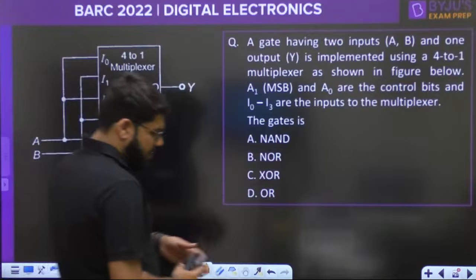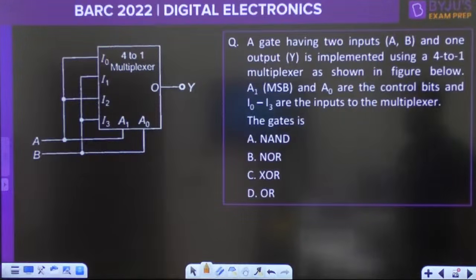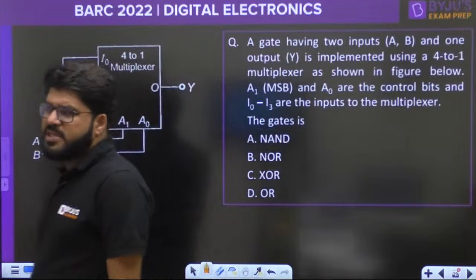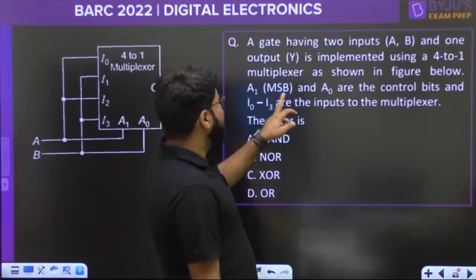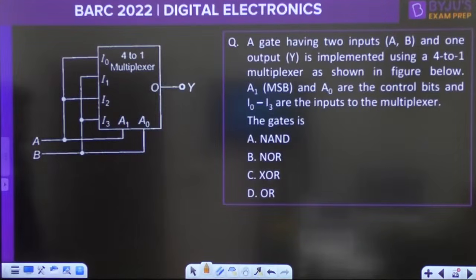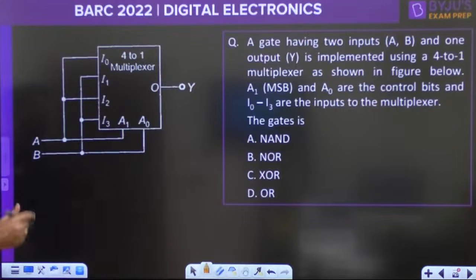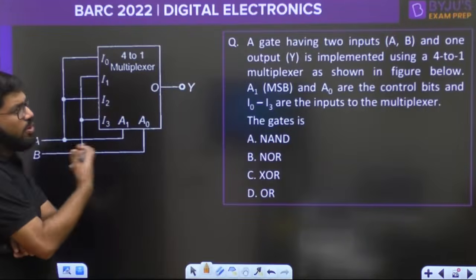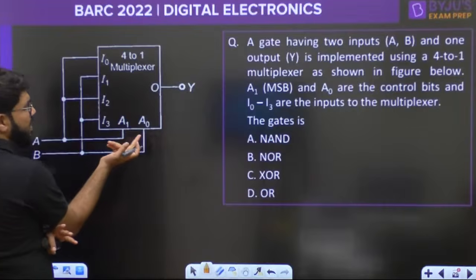Yes, guys. A simple question from multiplexer here. A gate having two inputs, A, B, and one output Y, is implemented using a 4x1 multiplexer as shown in the figure below. A1, MSB, and A0 are the control bits, and I0 to I3 are the inputs to the multiplexer. What is the gate? A1 is the MSB and A0 is the LSB.